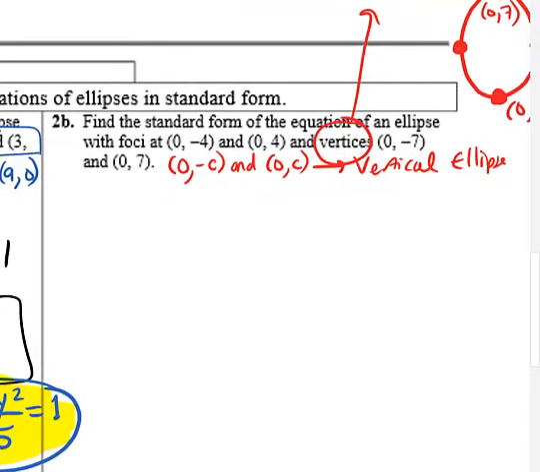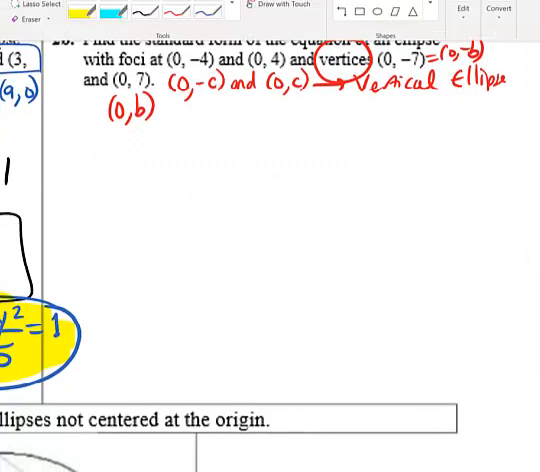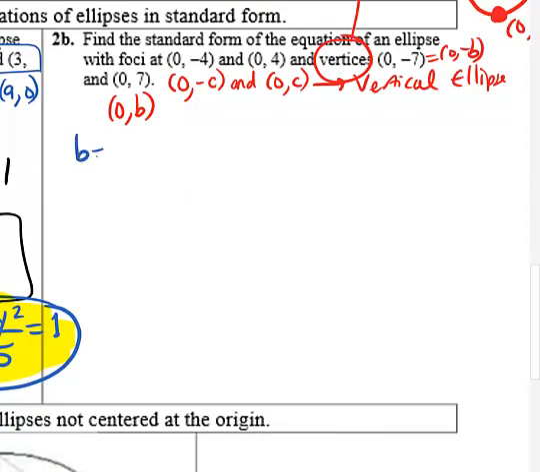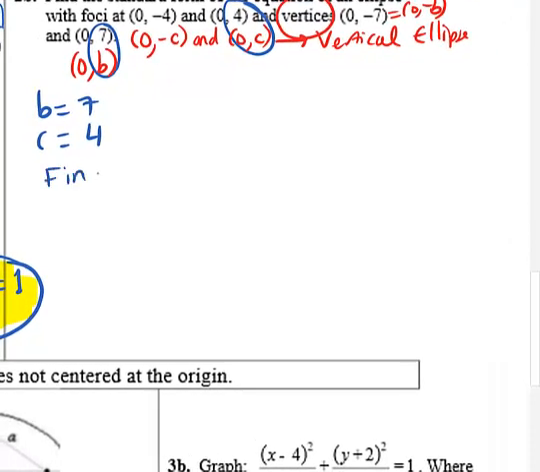Since they're giving us the upper and the lower vertices, those must stand for the b values, because a is the x-coordinate of the vertices and b is the y-coordinate. So this must be (0, b) and this is (0, negative b). Not unlike the last one where we knew a and c, now it looks like we know b is 7 and c is 4. So we know those. We'll have to find a.